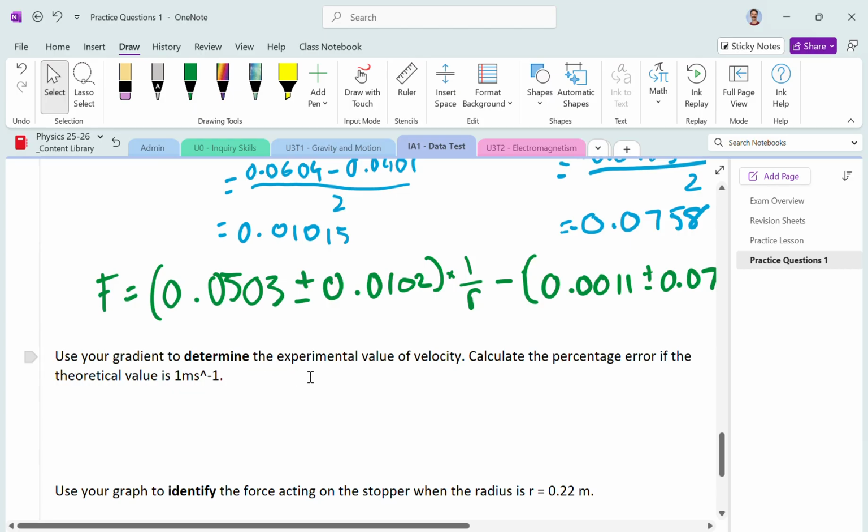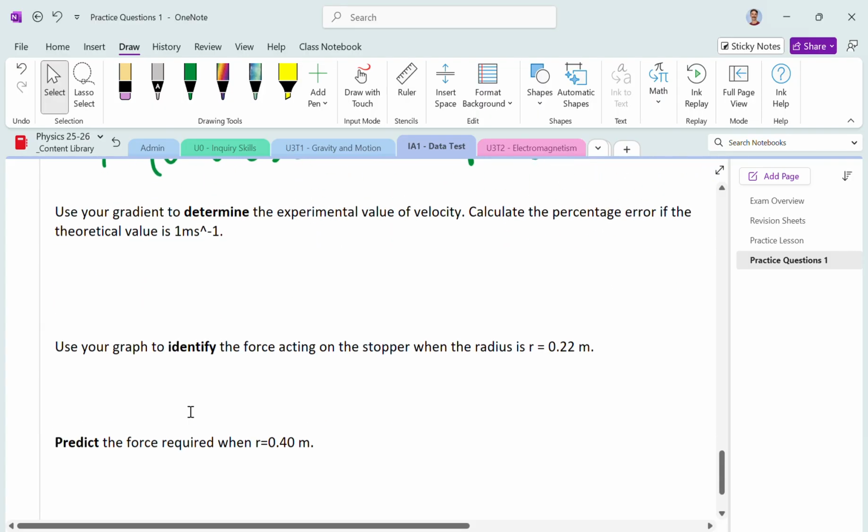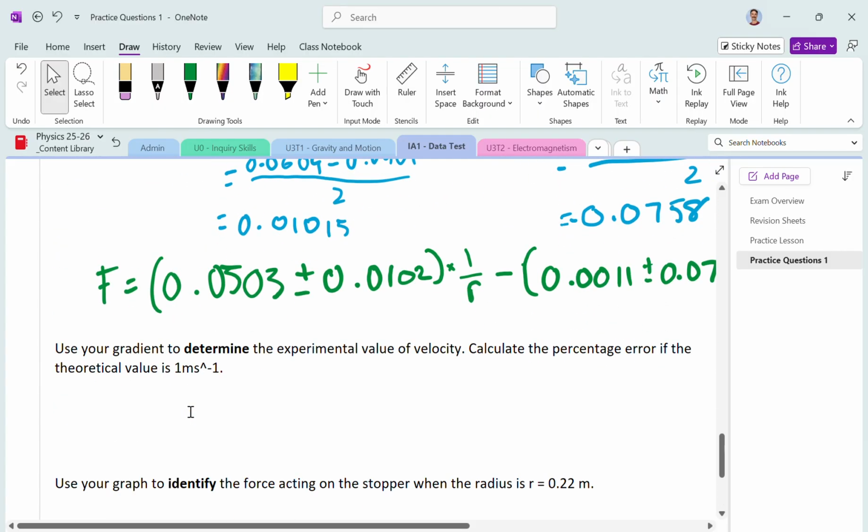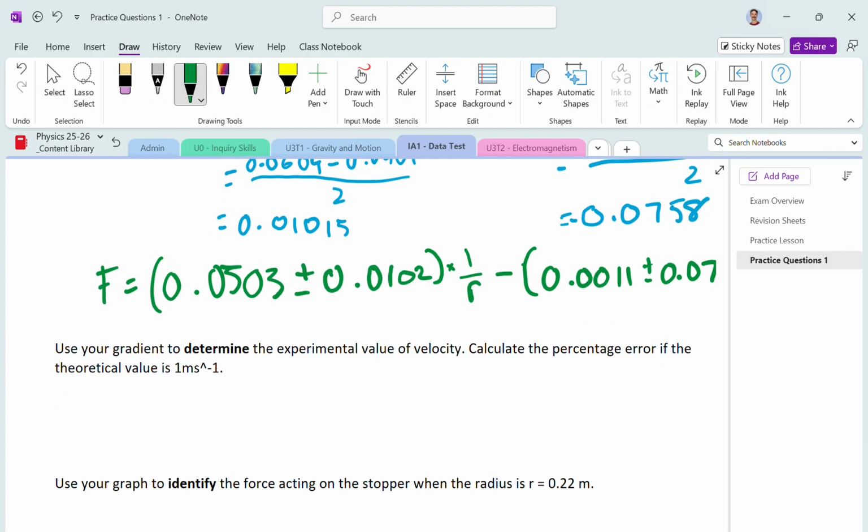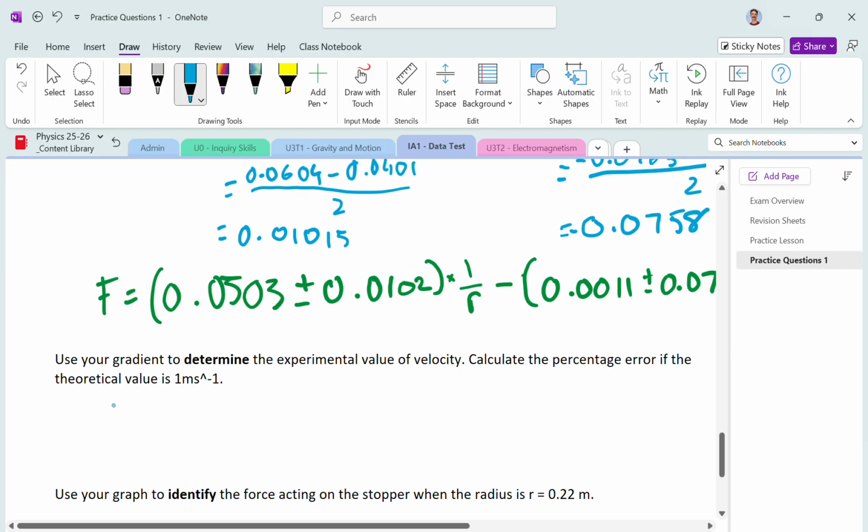Use your gradient to determine the experimental value for velocity. Calculate the percentage error if the theoretical value is 1 meter per second. All right, let's see how we go. I'm mindful of the time. I don't want you to have to watch too much of this.